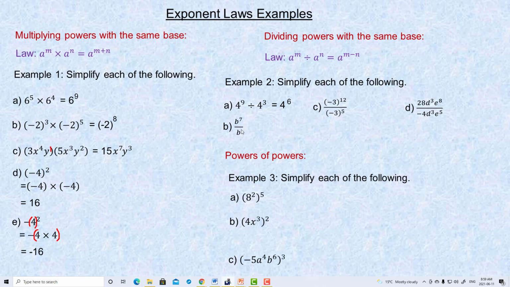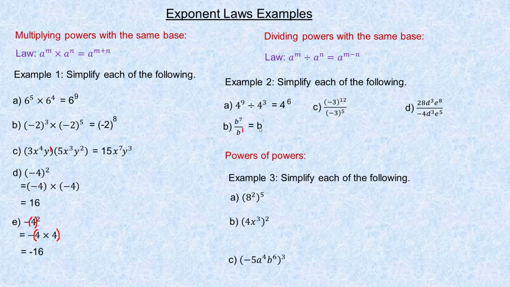Now in B here, the exponent on the b here is a 1, just like over here when we had y to the exponent 1. So 7 minus 1 will be 6 for the exponent.